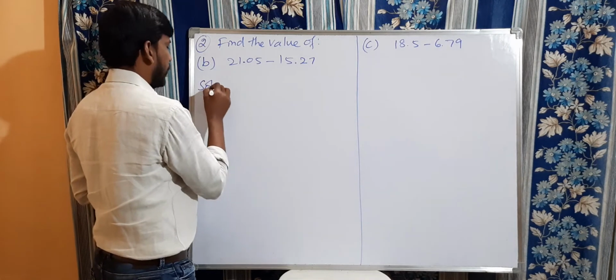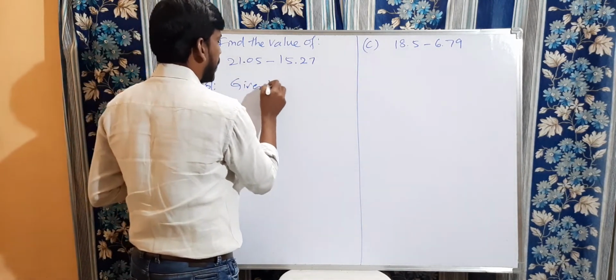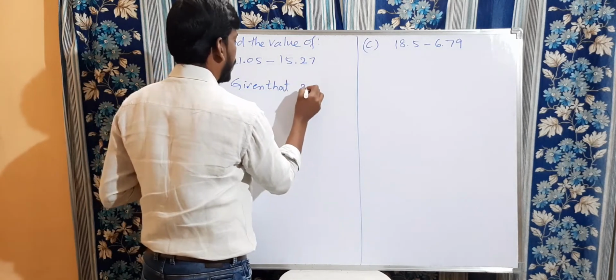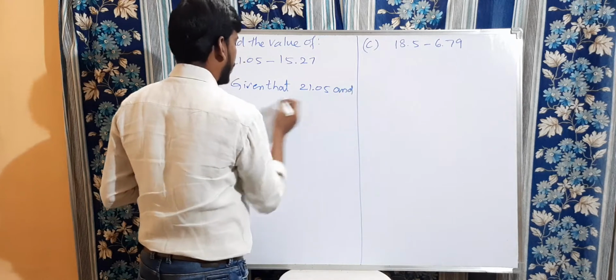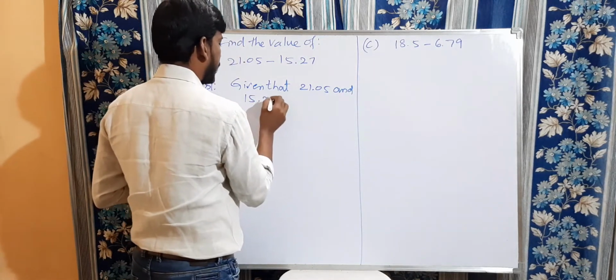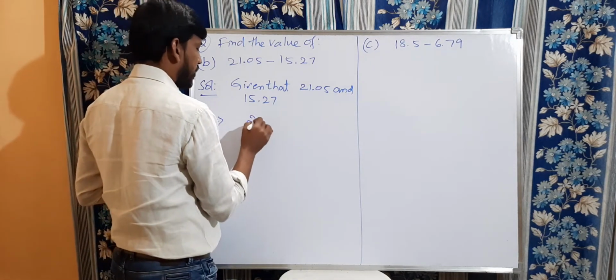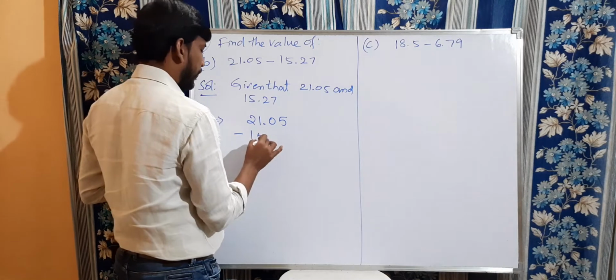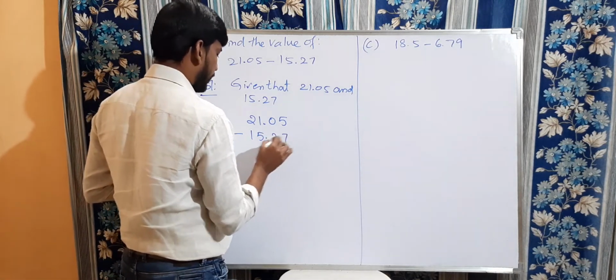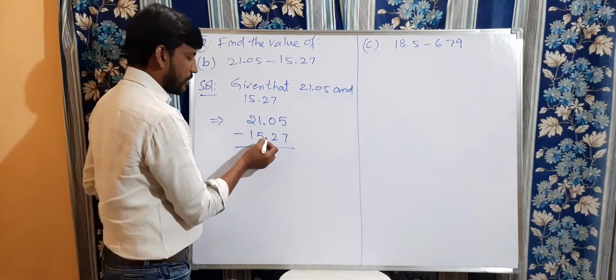We need to solve the problem by using the column method. The values given are 21.05 and 15.27. We need to subtract these two values. First write the bigger value, that is the greater value, 21.05 minus 15.27. While doing subtraction, write the decimal point. See, this is the decimal point.